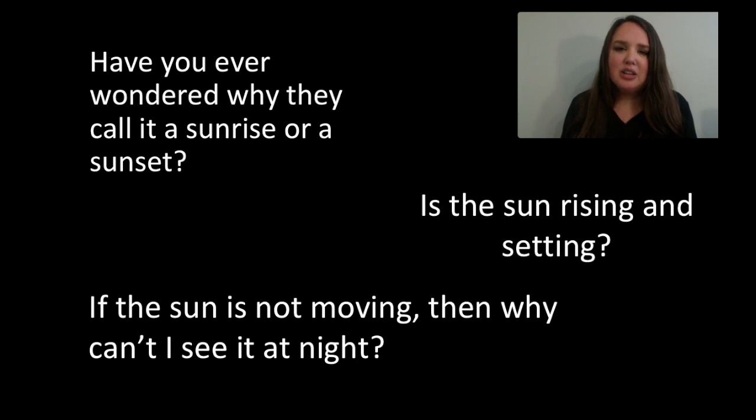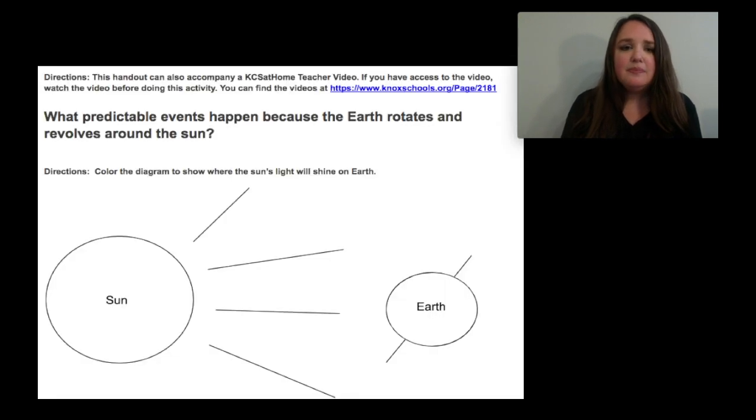Let's go ahead and take a look at that first page in your packet and see if we can use that to help us dig a little bit deeper. On page 1 of your packet, you have a diagram. And that diagram is asking you to color this diagram to show where the sun's light will shine on Earth.